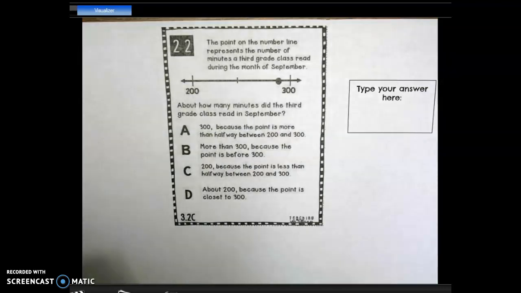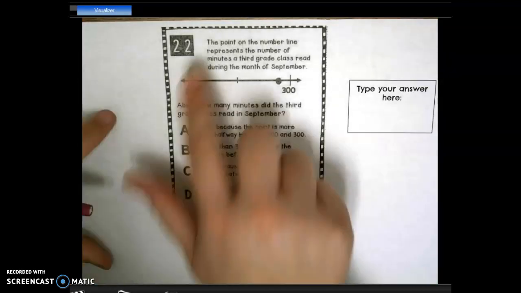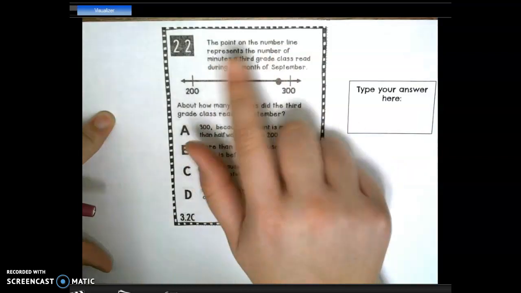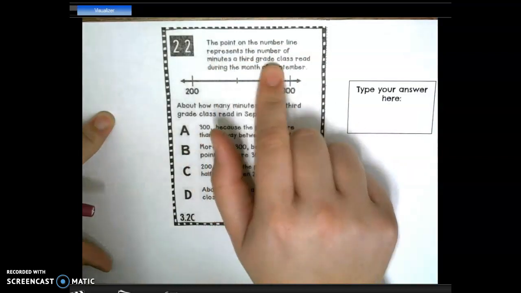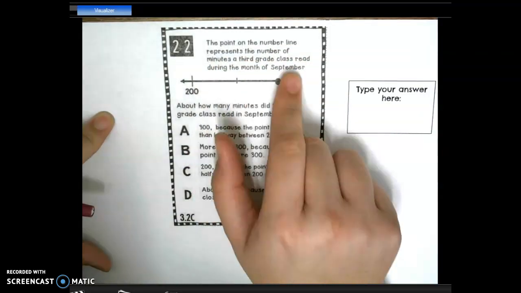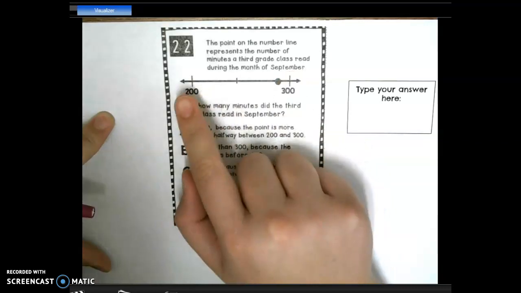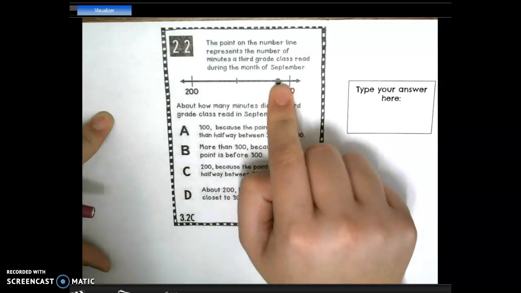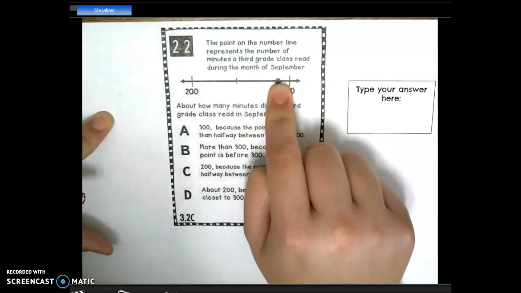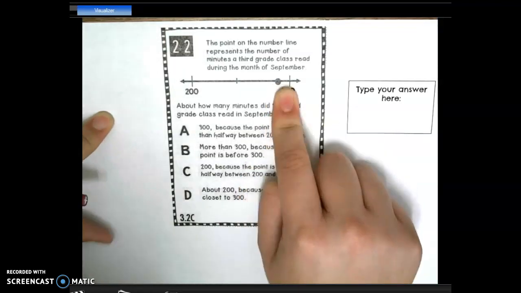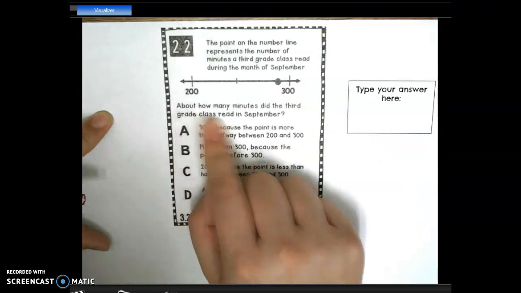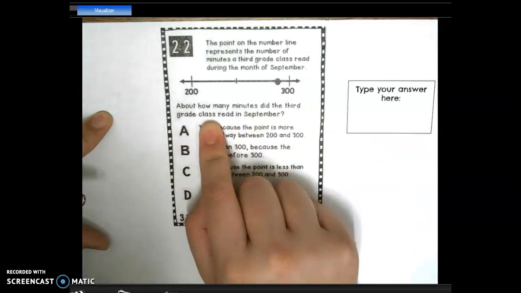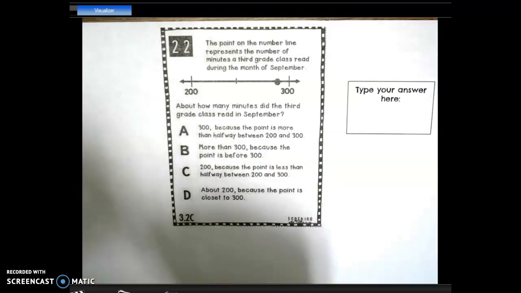Okay, next question. The point on the number line represents the number of minutes a third grade class read during the month of September. So our number line goes from 200, then we have a halfway mark, and 300. And here's our little dot. This is the point on our number line. About how many minutes did the third grade class read in September?